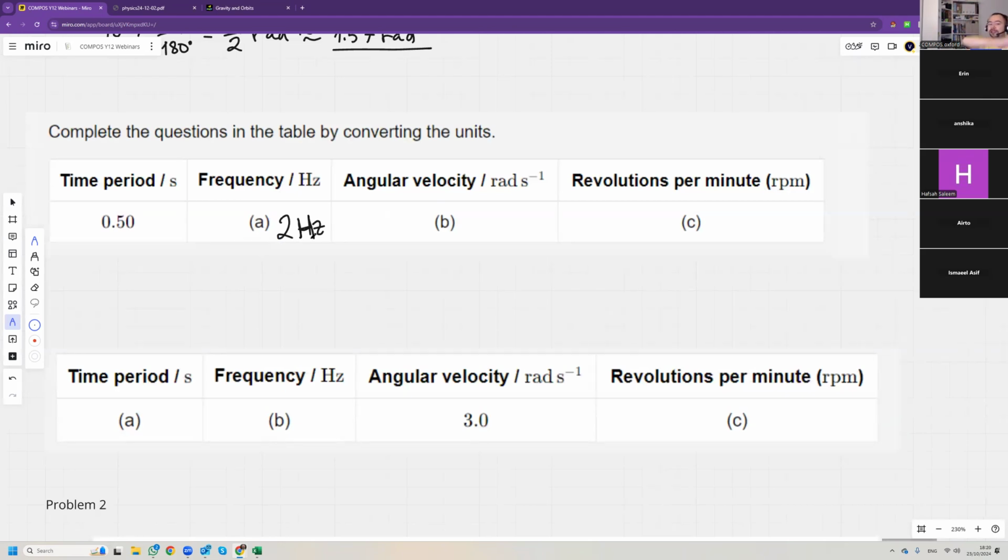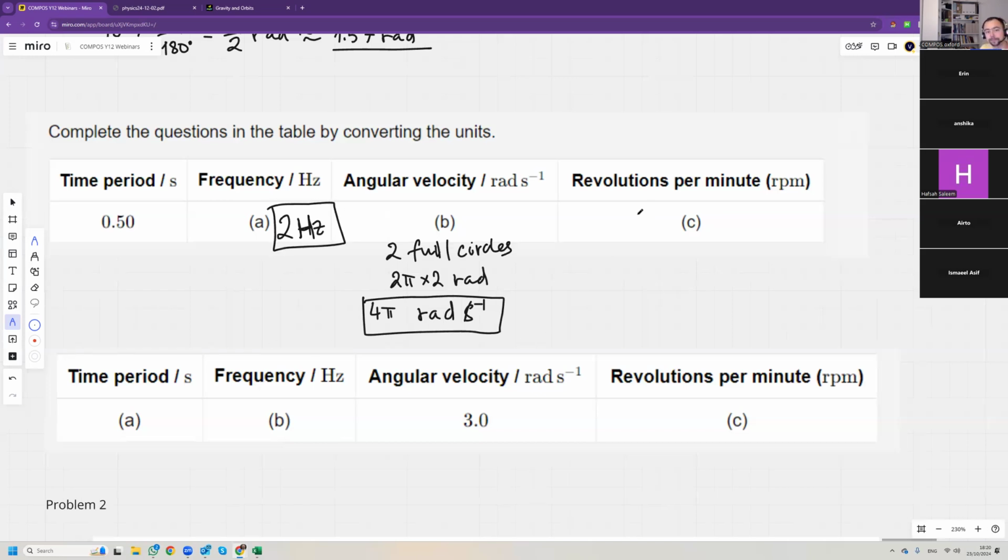If you do 2 full rotations, one rotation is 360 degrees, but that's also 2 pi radians. 2 full circles, and that is 2 pi multiplied by 2 radians. That means it's 4 pi radians per second. Revolutions per minute: you have to multiply 2 hertz by 60. So it's 2 times 60, which is 120 RPM.